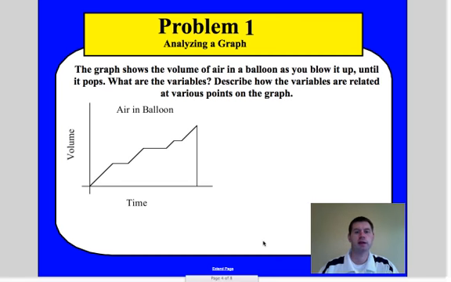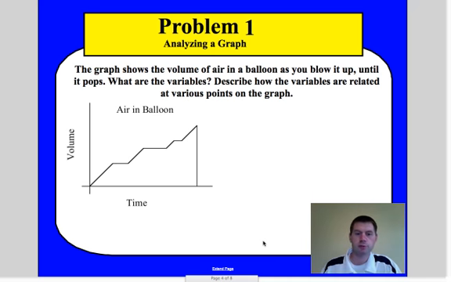Okay, the first problem that we have is the graph shows the volume of air in a balloon as you blow it up until it pops. What are the variables? And then describe how the variables relate at various points on the graph. So basically, you're just describing the story problem based on the limited information that you have. So you'll notice that we have time in the x-axis and volume in the y-axis on the graph. And then there's just some representation. So basically, you're just describing that.